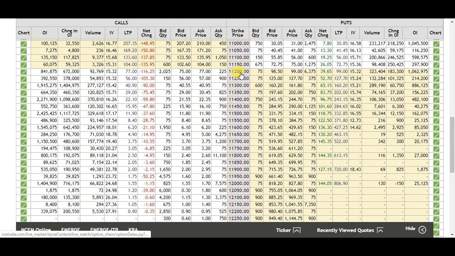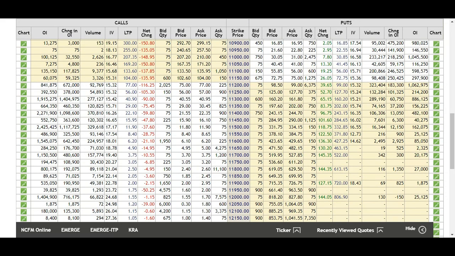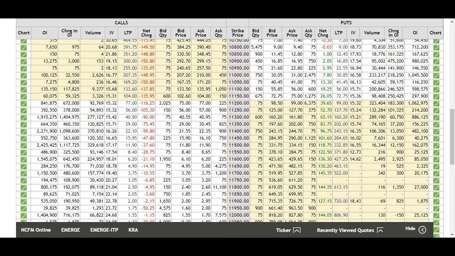So if we see at strike price 11,200, we can see the net change is minus 116, and the change in open interest is almost 6.7 lakh contracts, and the cumulative open interest is 8.4 lakh contracts. It means most of the contracts have been added freshly today. And as the net change is minus 116, it means the call writers or call sellers sold the contracts at this strike price.